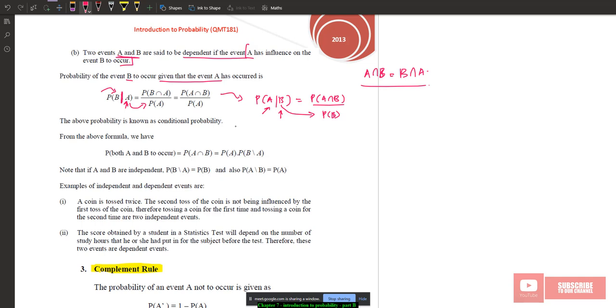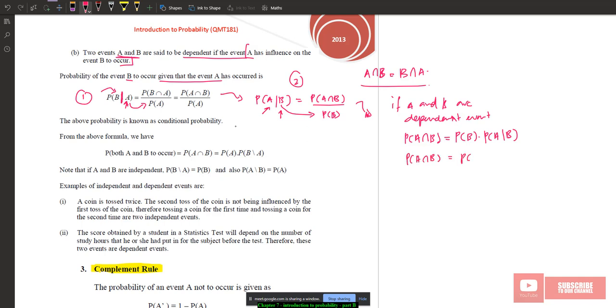This is called conditional probability. So if you manipulate the formula, if A and B are dependent events, probability of A intersect B should be equal to probability of B multiplied by probability of A given B. If you take formula number 1, probability of A intersect B is equal to probability of A multiplied by probability of B given A. So this is the intersection of A and B when A and B are dependent events.